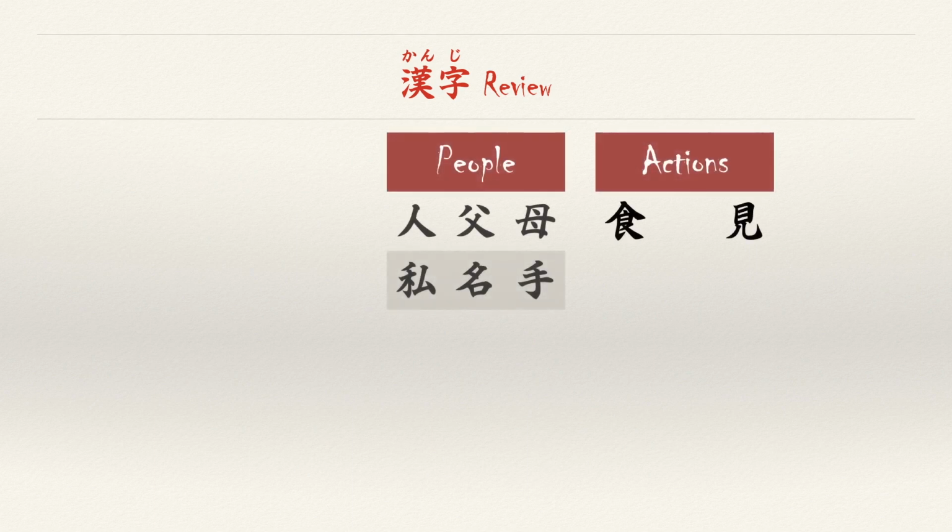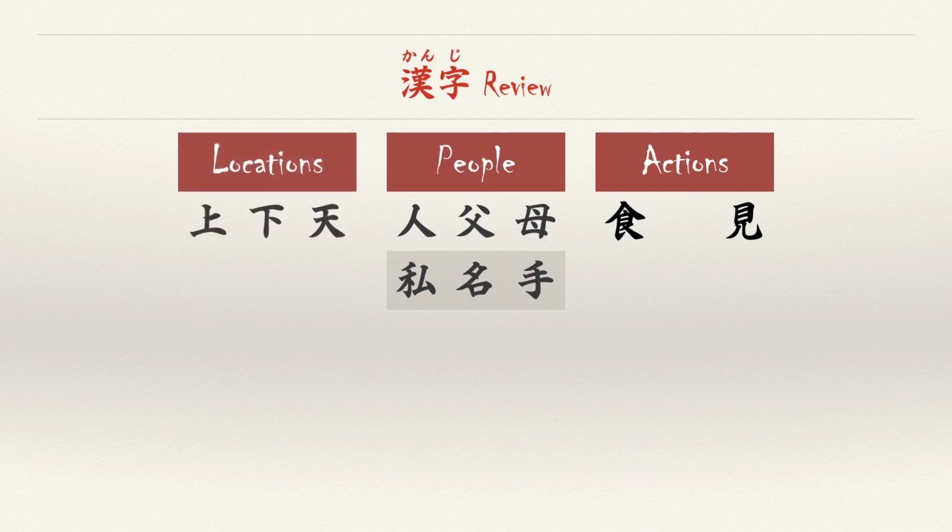Here we have the smaller lists of people and actions. These lists haven't changed. However, I've decided to add a new list, locations. I think this is the best place for up, down, and sky. What do you think? We now have 48 kanji that you need to read and write, with 4 others that you need to read when you see them.